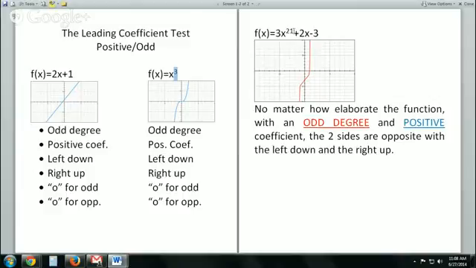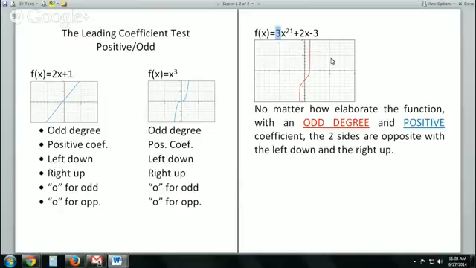Even for something as large as a degree of 21, since 21 is an odd number, I've got an odd degree here. A positive leading coefficient, just the sign of it matters, means positive and odd, the two sides will be opposite of each other, with the left side pointed down and the right side pointed up. No matter how elaborate the function becomes, if you've got an odd degree and a positive coefficient, then the two sides are going to do opposite things. The left side will be aimed down. It'll be at the bottom of your screen. The right side will be aimed up. It'll be at the top of your screen.